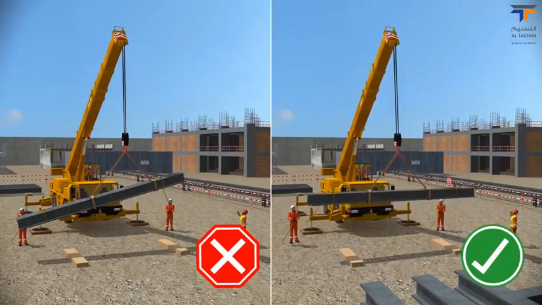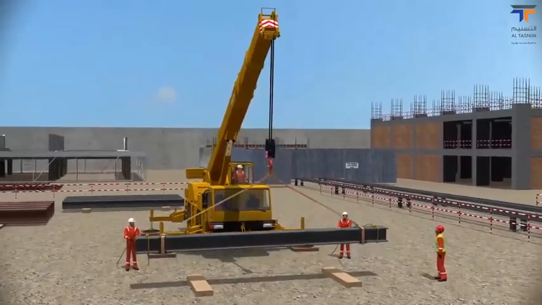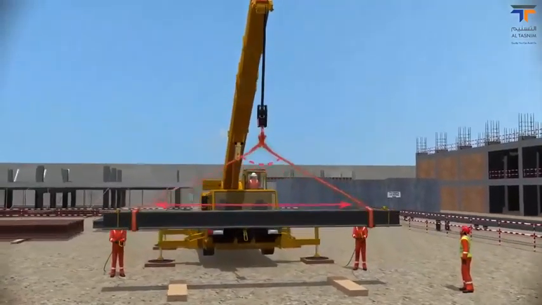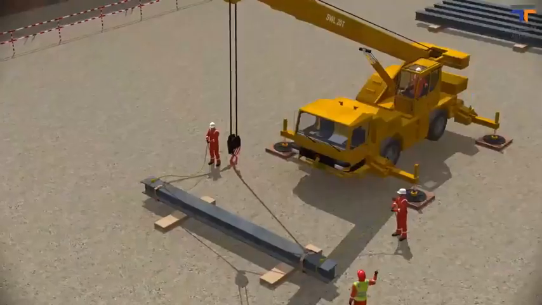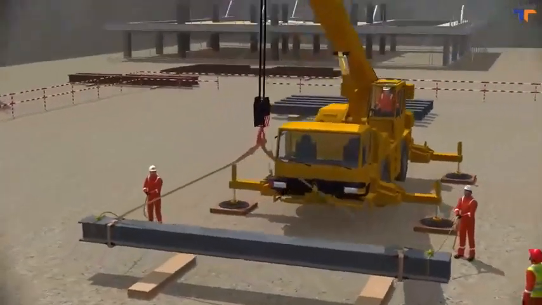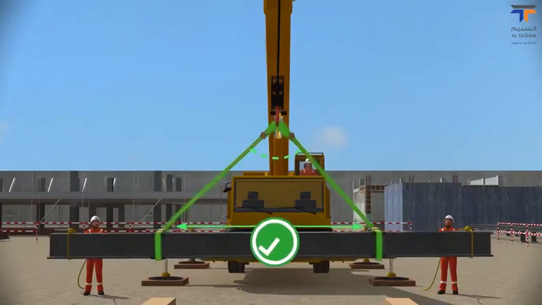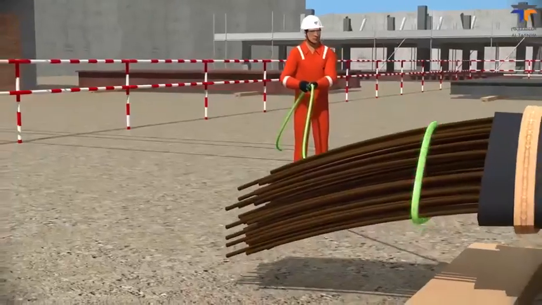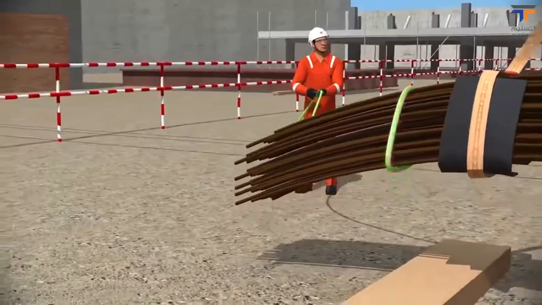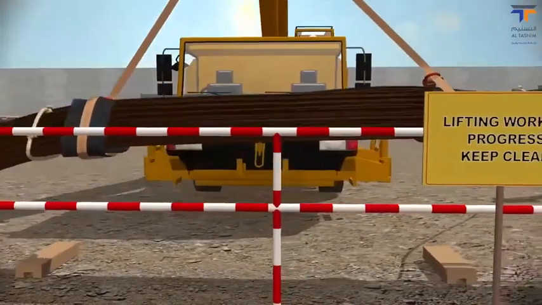rectified immediately. If the angle of sling triangle is bigger, it will create more pressure on the sling. This will reduce the capacity of the lifting weight. Make sure that the angle of the sling triangle is smaller, which will increase the capacity of lifting weight and is a safe condition. Lifted weight should be properly tied up by the guide rope so that it does not hit any person or object.